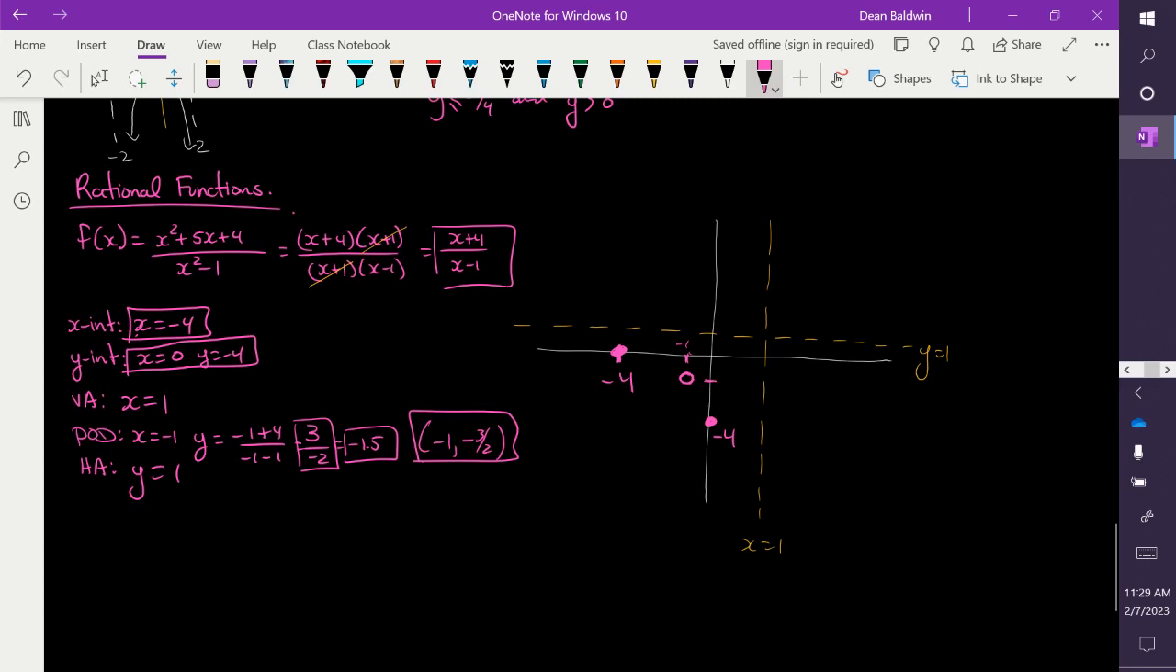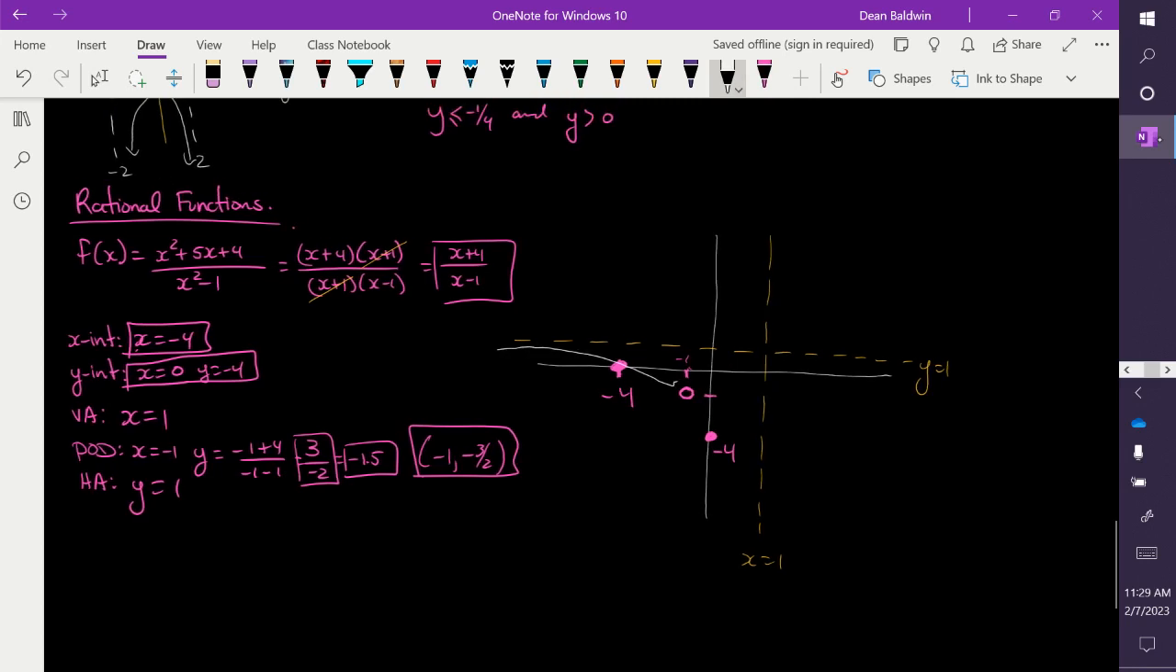We're in review mode of calculus. So we have to go through all those points. So the graph just looks like this. Boom. And that's a really bad drawing, but okay. That's that half of the graph.